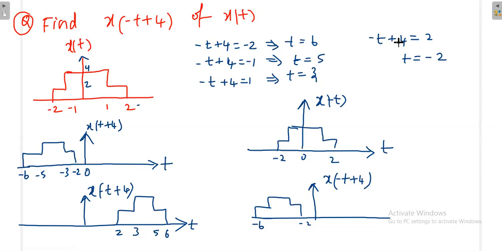See, minus t plus 4 is equal to 2, then t is equal to plus 2. Okay, so when your value of t is equal to 2, some mistake is there. Minus t plus 4 is equal to 2. 2 minus 4 is minus 2. So finally t is equal to 2. Okay, so your value at t is equal to 2 will be mapped to t is equal to 2 only.